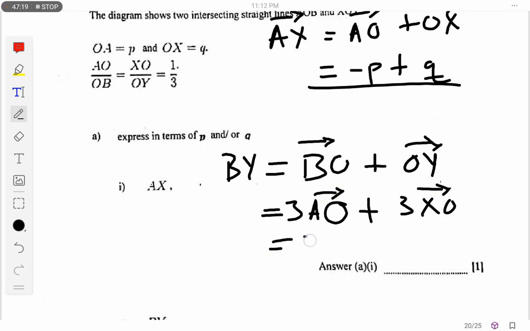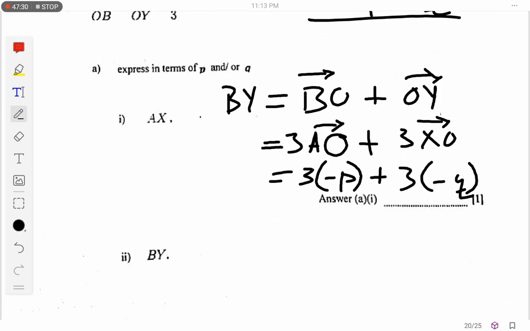So it's going to be 3 by minus P plus 3 by minus Q. So our final answer for BY is going to be minus 3P minus 3Q. Okay, like that. Okay, let's see the last one.